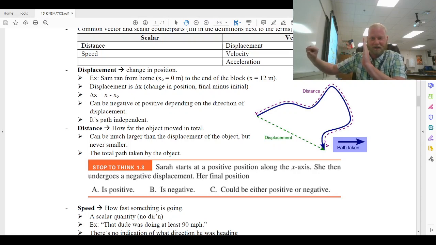Or she could start here and undergo a great negative displacement and end up on the left side of your 0 point, in which case her position would be negative. So we don't know enough information to determine what her final position is without knowing where along the positive axis she started and how great that negative displacement was.